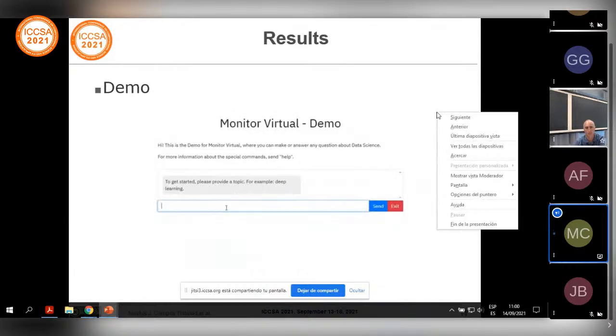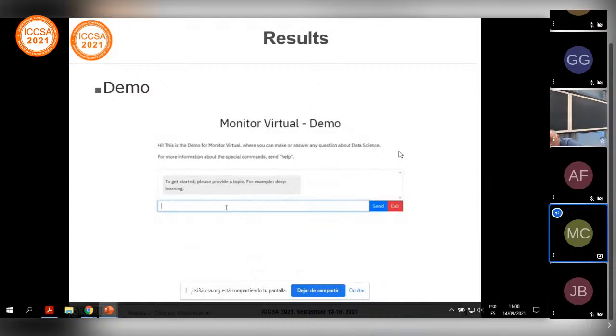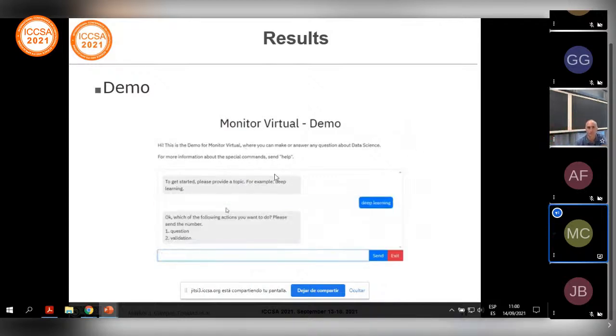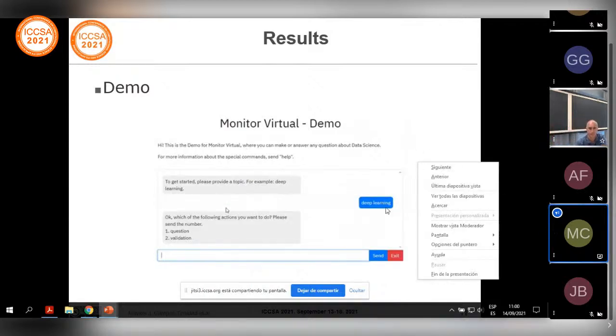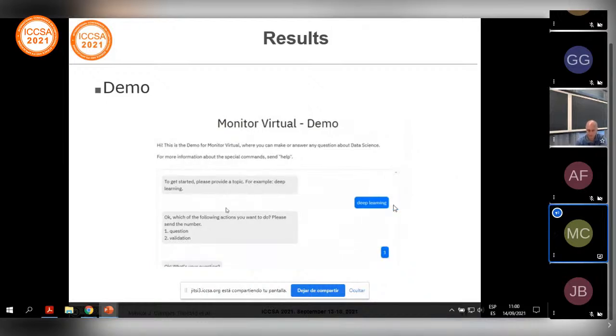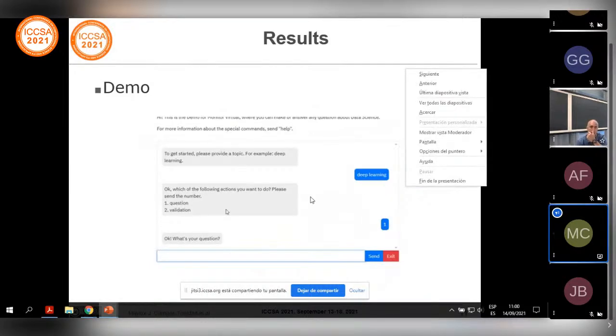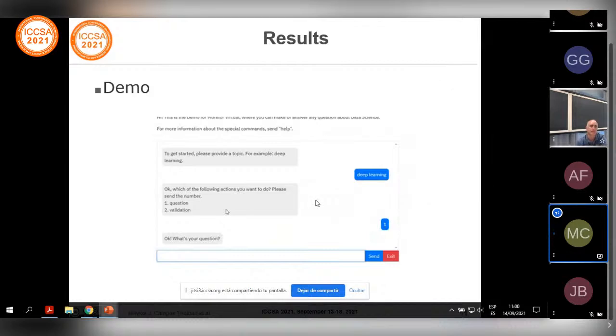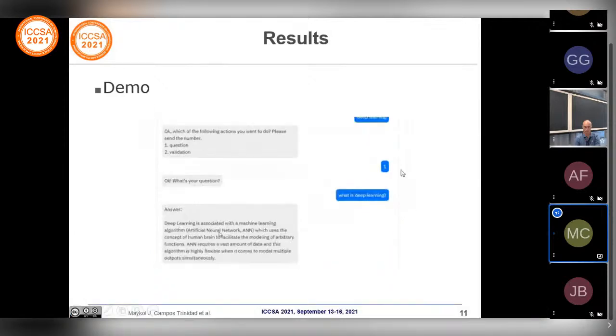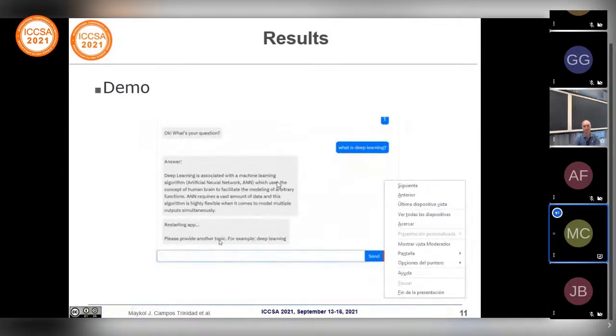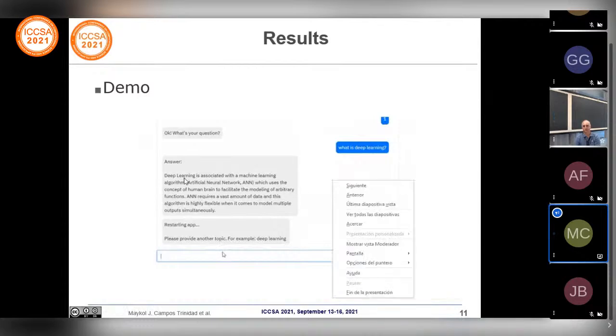So this is the demo, which was implemented in an interface developed by IBM. Here we show the process for question answering. In the first instance, it asks for the topic and gives us some options when we have put deep learning. Then we choose option 1 for question, and we also have to put the question. So here we are writing the question, which is, what is deep learning? And this shows the answer. This chatbot resets automatically.